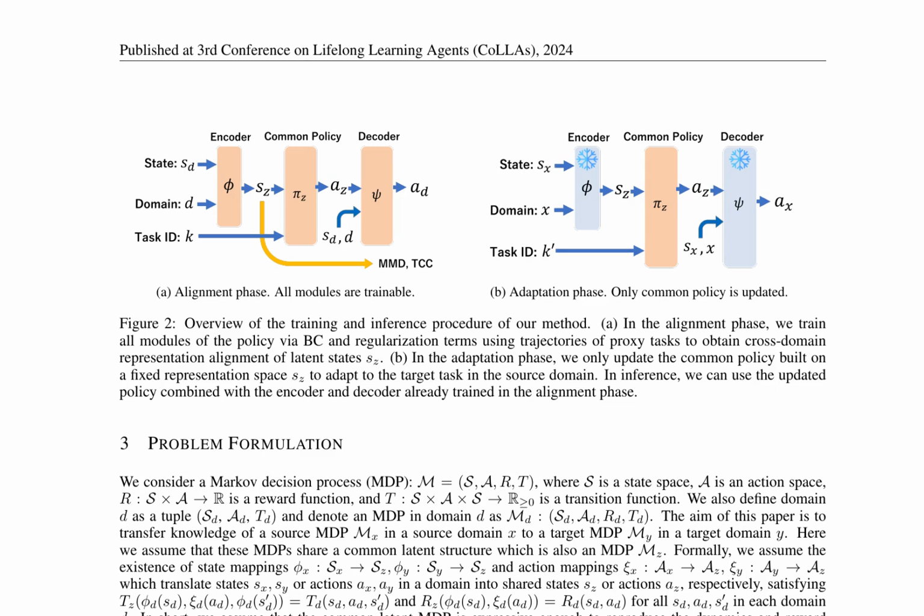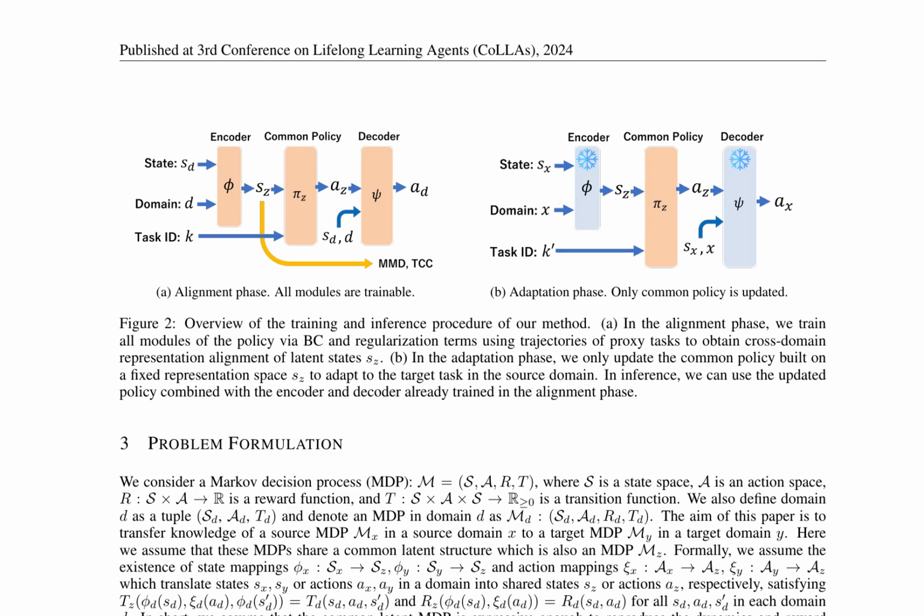In the alignment phase, the authors train all modules of the policy via behavioral cloning, BC, and regularization terms using trajectories of proxy tasks to obtain cross-domain representation alignment of latent states SZ. In the adaptation phase, they only update the common policy built on a fixed representation space SZ to adapt to the target task in the source domain.